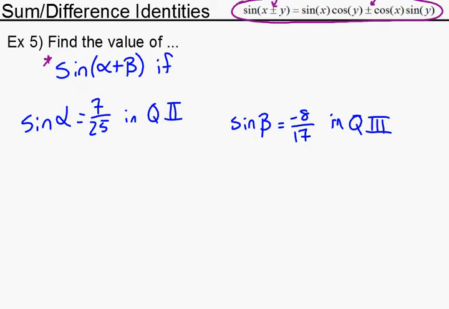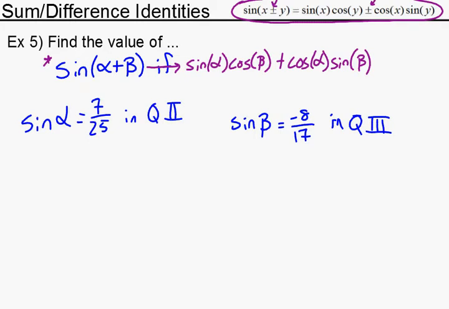Now the problem is here, I don't know anything about exact values. I don't know anything about special triangles. I don't know anything about 30, 60, 90 or 45, 45, 90. I need to get that information myself. Because if I'm looking at sine of alpha plus beta, it's sine alpha cosine beta, and then plus, keep the sign, cosine alpha sine beta, just using the same form. I need all of those values. So maybe if I'm given all four, I can just go ahead and do that. Let's see what I'm given.